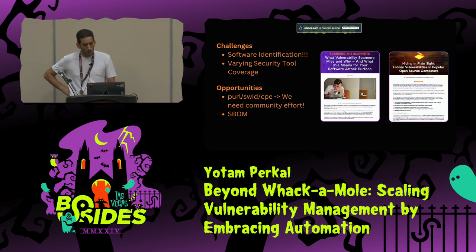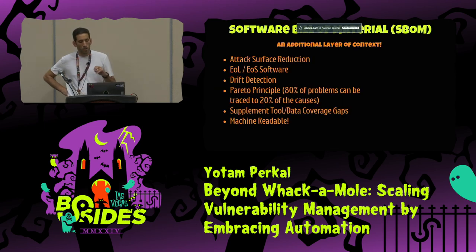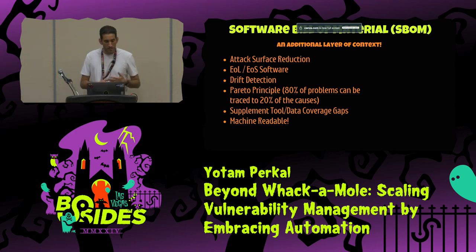And I think SBOM is an opportunity to address some of the issues that we discussed. So for example, all the attack surface reduction. How do I know which software I don't use? End of life, end of support, drift detection. Let's say I have Chrome in my environment and I have 100,000 hosts. Even if I plot, I have an SBOM, I can plot all of the different versions of Chrome, then I will get outliers of Chrome versions that are not updated, where I probably have a problem with the auto update process. So these are things that an SBOM can surface.